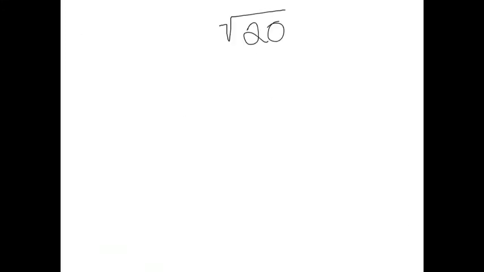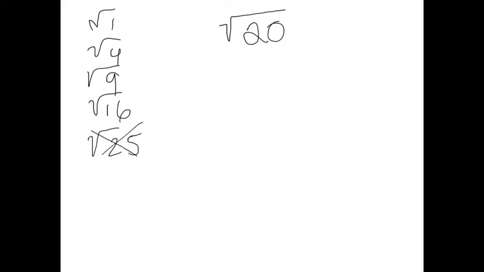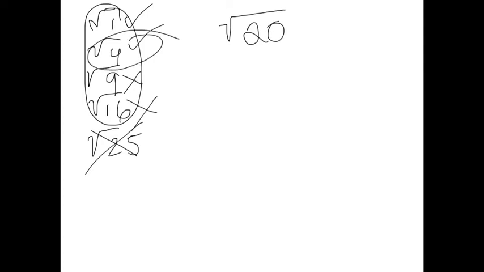So if I were to do the square root of 20, again, I'm going to list them. I'm going to stop when I get to the square root that becomes larger than 20, which is 25. So I'm going to look at this list and ask, is there a perfect square that is a factor of 20? Obviously 1 is, 4 is, 9 isn't, and 16 isn't. The largest one is the square root of 4.